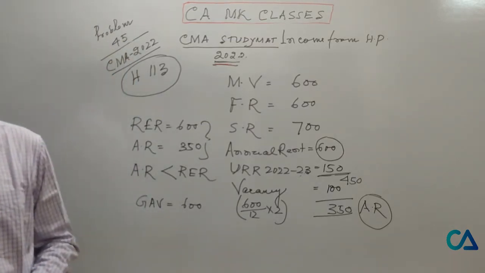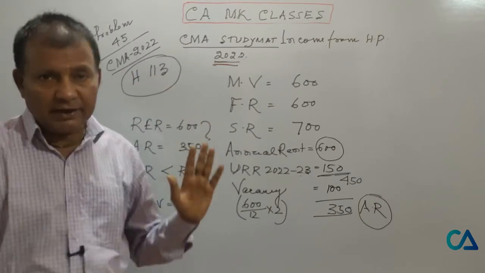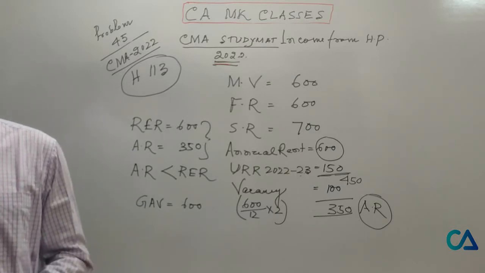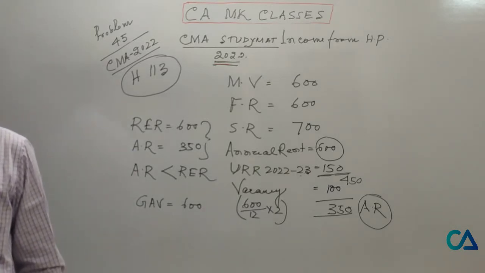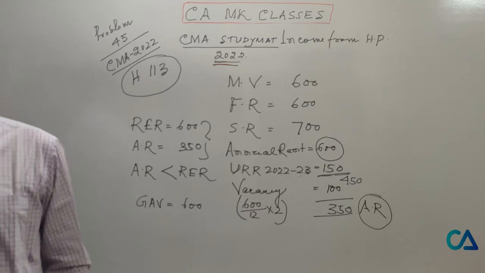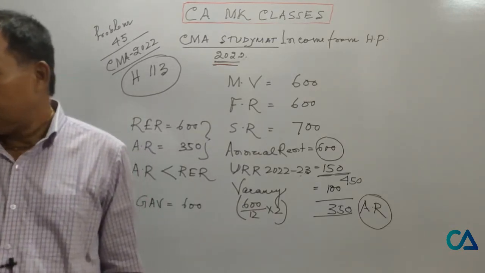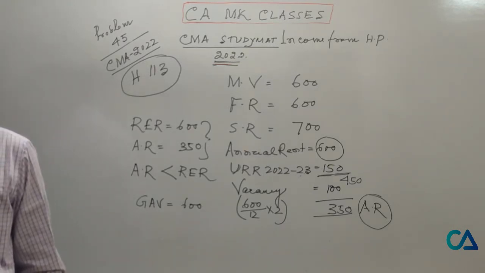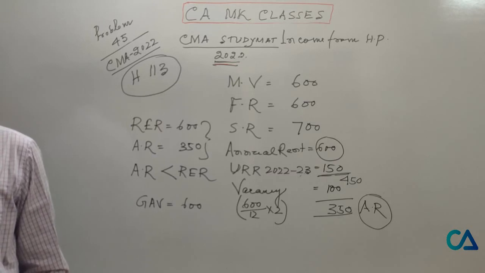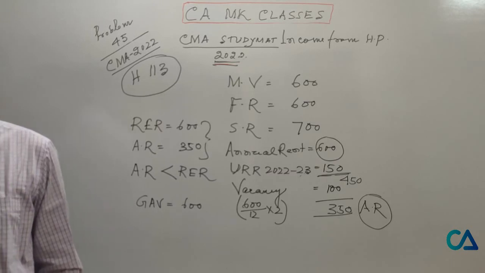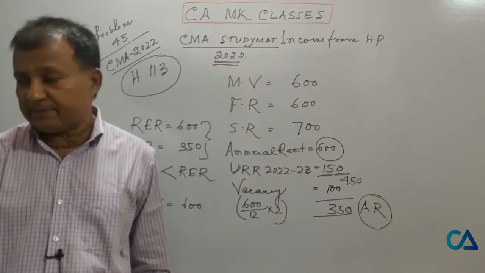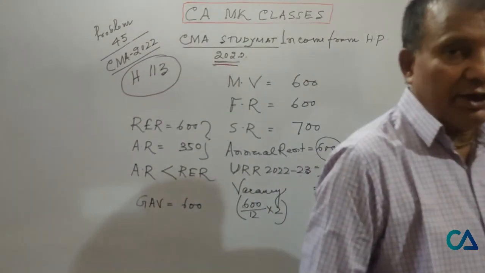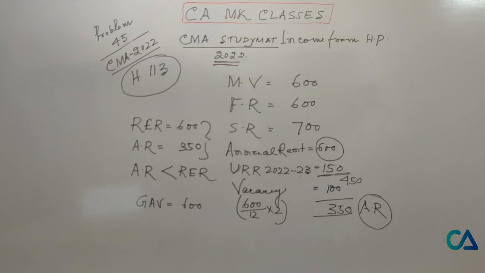So friends, from 38 to 45 only gross annual value determination was there, and after that there is a self-test question of the same determination of gross annual value, and I hope you can solve it and enjoy that. Then the problem of annual value with municipal tax paid is coming, that is problem number 46, and we shall continue this problem in the next class.